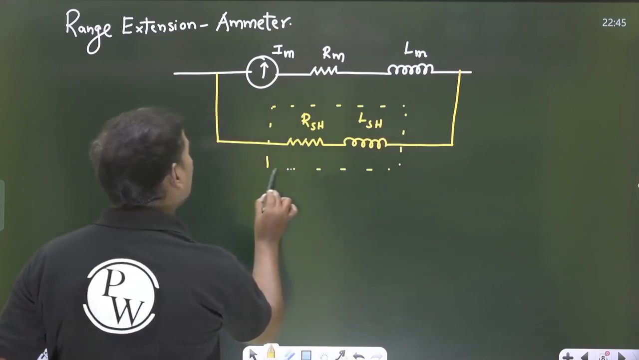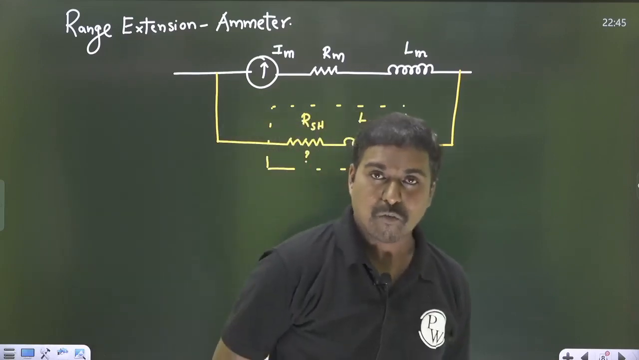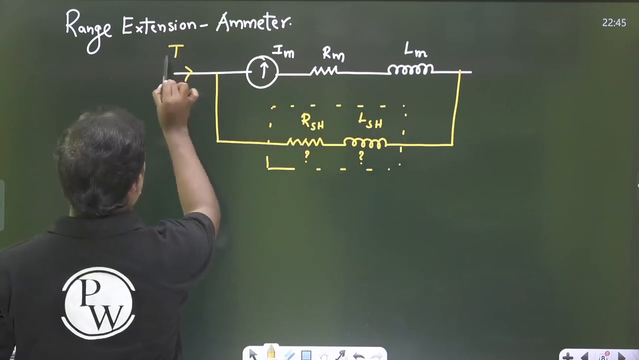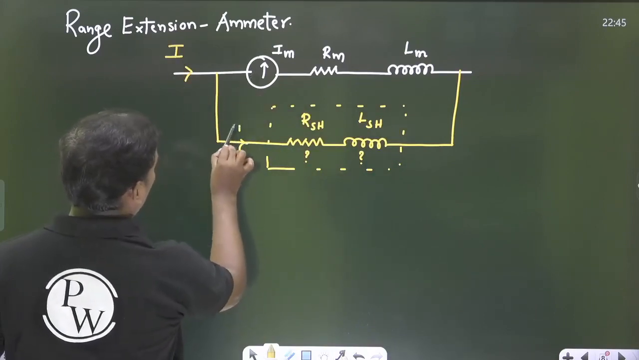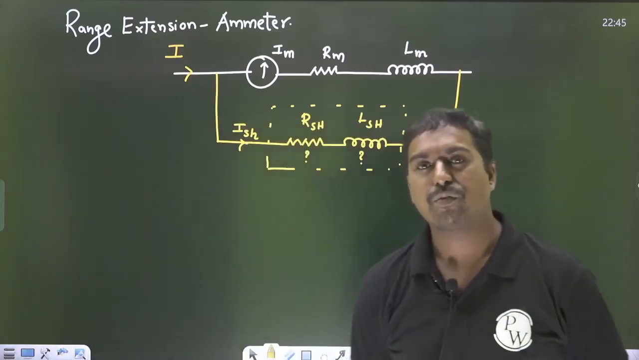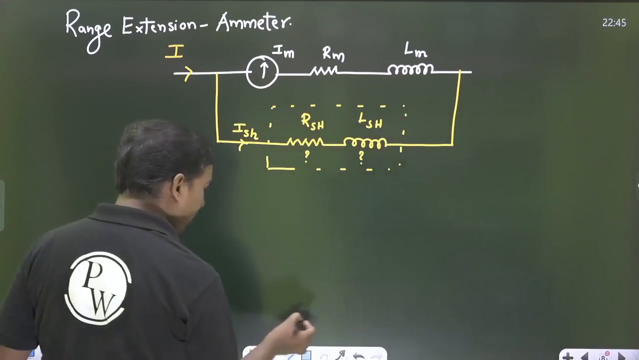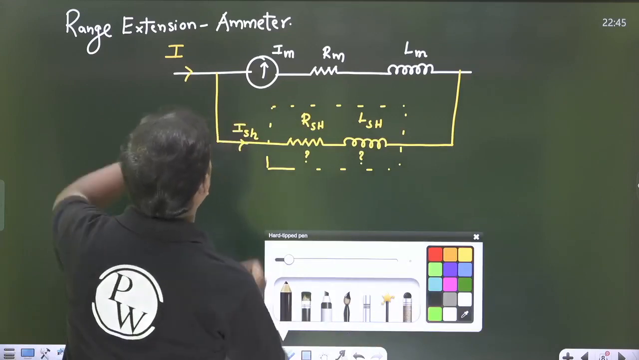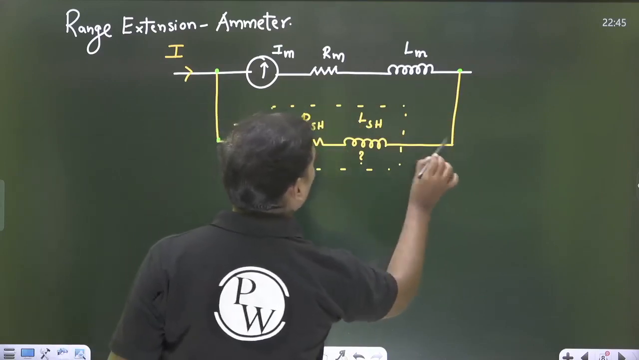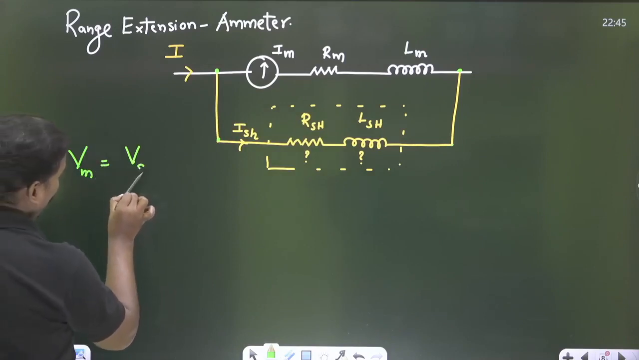Now the question is, what are the values of RSH? That is the question. Why? Because what should be the values of RSH and LSH so that the total current I can be achieved passing through this, and this is I. Same methodology we can follow now. What is the methodology we have followed for PMMC? The same methodology we can follow here or not? See, we can say that this is the voltage across the coil. This is the voltage across the shunt coil. So we can say VM is equal to VSH.